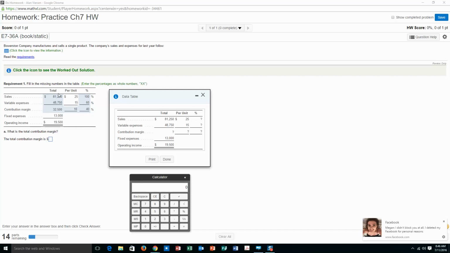It can either be in total costs, which is the first column that I'm running the cursor over, or the cost per unit, or what they call the ratio or the percentage of the contribution margin and the variable expenses. Sales is always 100%. So the first part of this problem just has you fill in this table.